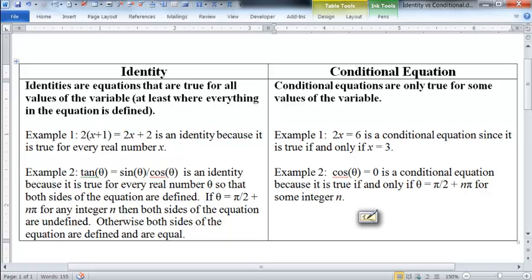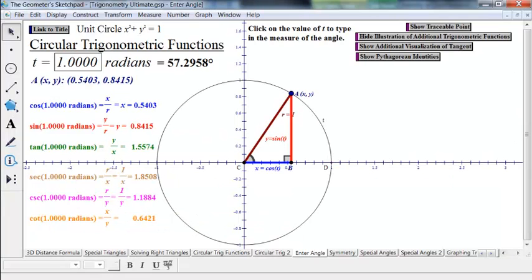So this points out the fact that conditional equations in trigonometry tend to have infinitely many answers, whereas equations in some of your algebra classes probably only had 1 or 2 or a finite number of answers. But identities are true for everything, or at least everything where they're defined. Now let's look at some specific identities.